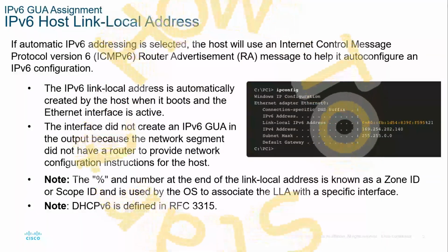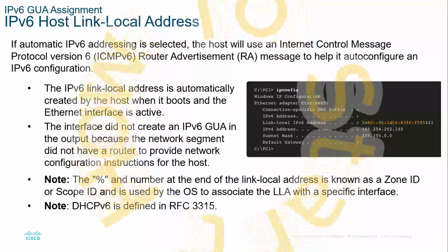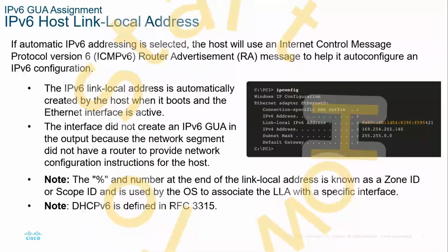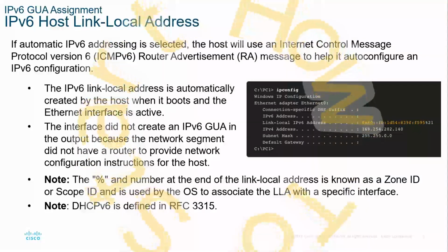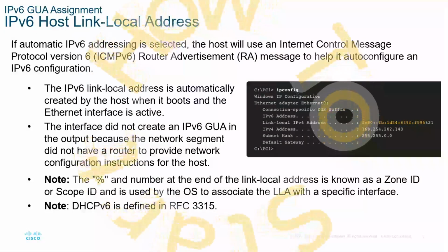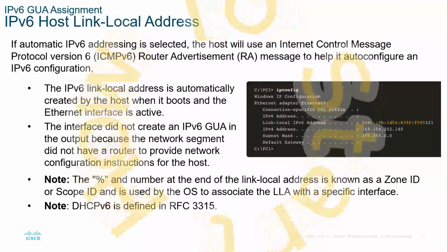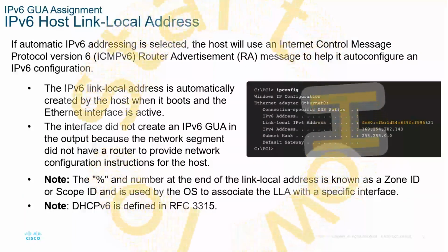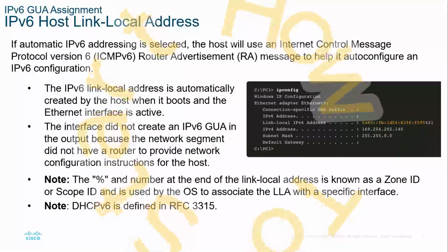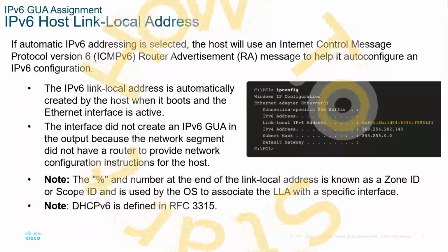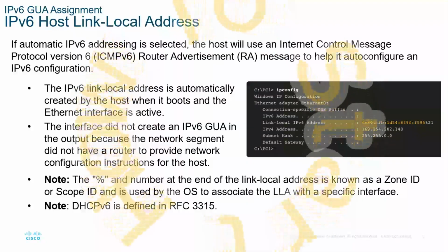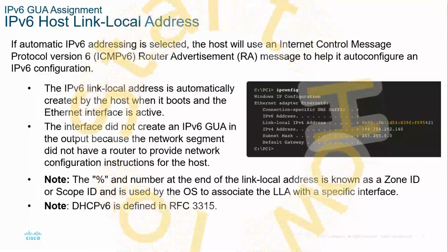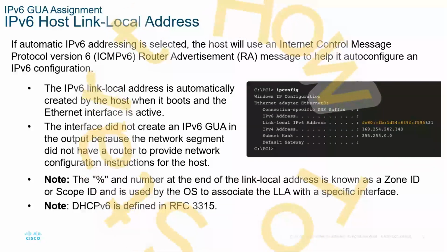Essentially, the IPv6 link local address is automatically created by the host when it boots up. Once the NIC becomes active, it gets a link local address. The interface did not create a GUA address because the network segment did not have a router to provide the host details. So here we have FE80 : FB : 1B54:83 and so on, %21. The percent and the number at the end of the link local address is known as the zone ID or the scope ID, and this is used by the OS to associate a link local address with a specific interface.